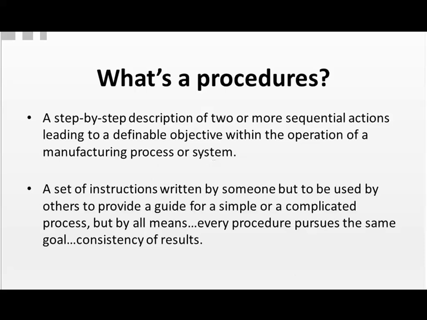Now, let's understand what it is that we are writing. We are writing instructions, and instructions are a step-by-step description of two or more actions that have a particular objective intended within a manufacturing process or system. It's a set of instructions that usually is written by someone, but to be used by others, to provide a guide for a simple or a complicated process. By all means, every procedure pursues the same goal, which is consistency of results.